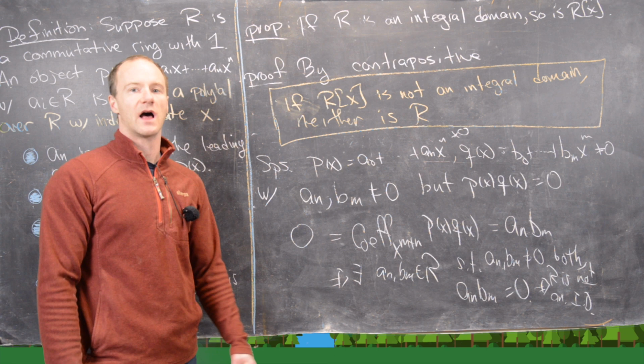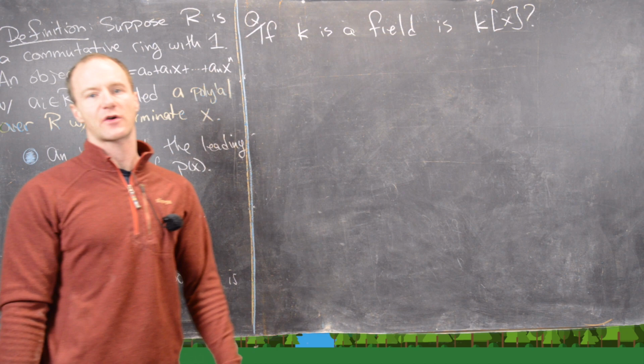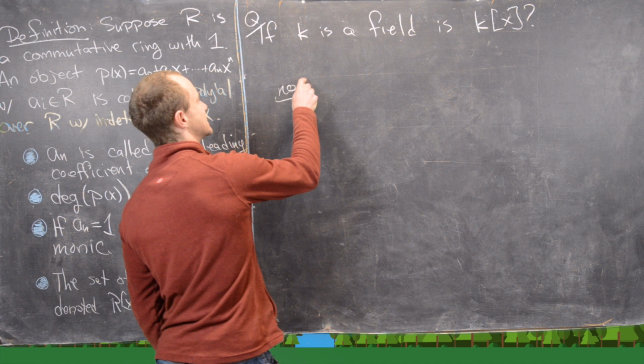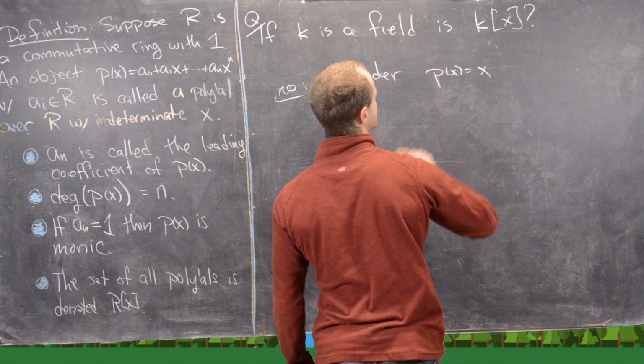Okay, now we want to look at the following question. So if K is a field, is K adjoined X a field? In other words, the ring of polynomials with coefficients in K, is that a field? And the quick answer to this is no. And you can see this very, very easily. So let's go ahead and consider the following polynomial, P of X equals X inside of K adjoined X.